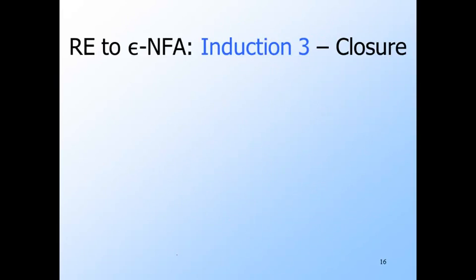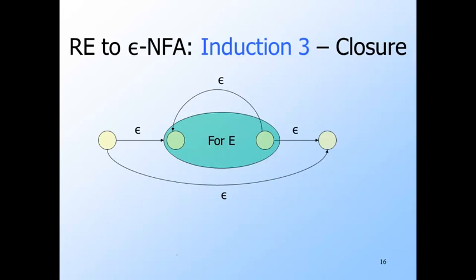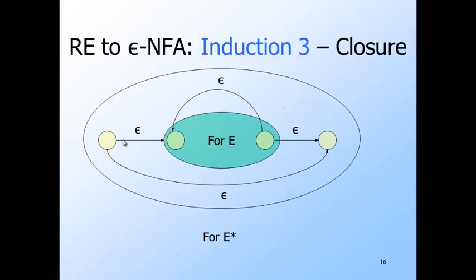Finally, here's the construction for star. Suppose we have an automaton for some expression E and we want to construct the automaton for E star. We add new start and final states, and the old final state is no longer final. There's an epsilon arc from the new start state to the new final state, so epsilon is always in the language of this new automaton. There are three other epsilon arcs as shown. The first of these epsilon arcs brings us to the start state for the automaton for E.